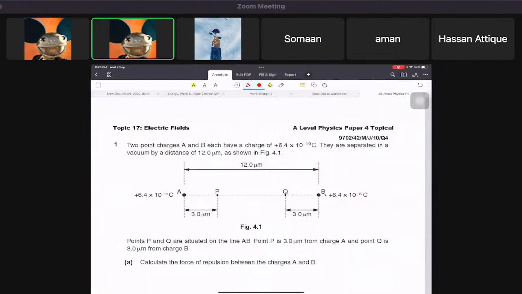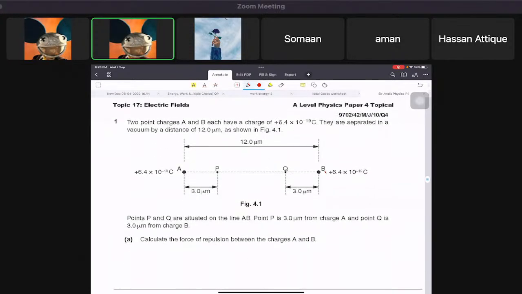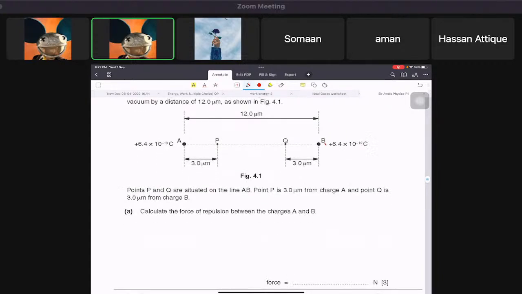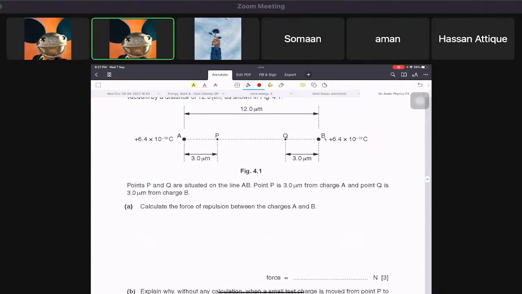Now, in this question it says 2 point charges A, B have a charge of this, and they're separated in a vacuum by a distance of this, as you can see. It says point P and Q are situated on a line AB, which is 3 centimeter from charge A and B. So first of all, they want you to find the force of repulsion between charges A and B. That is pretty simple. You just need to use Coulomb's law, which is KQQ over R square.